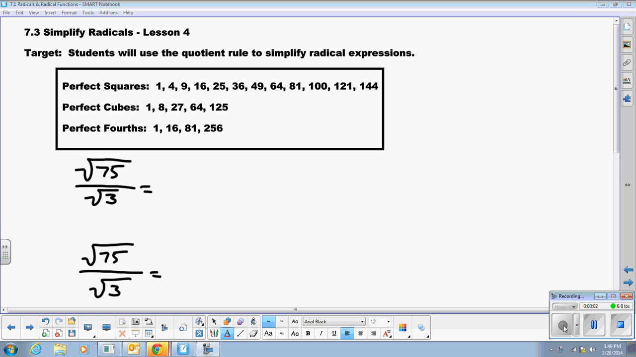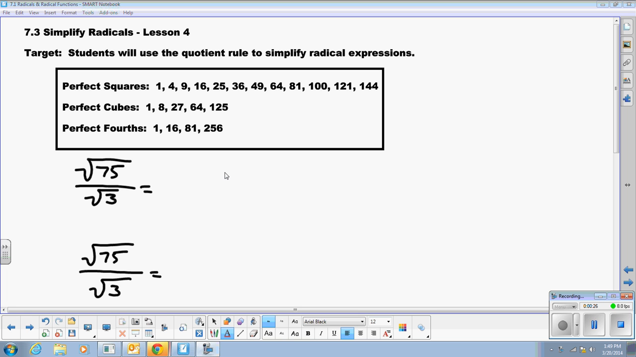Our fourth lesson on 7.3, simplifying radicals, we're going to go back to the quotient rule, and I'm going to show you a couple of things about how the quotient rule can be used two different ways to simplify radical expressions. Again, I have the list here of perfect squares, perfect cubes, and perfect fourths, so if you don't have those written down, you might want to write those down again, but if you have them written down already, no sense, you don't need to copy them if you don't want to.